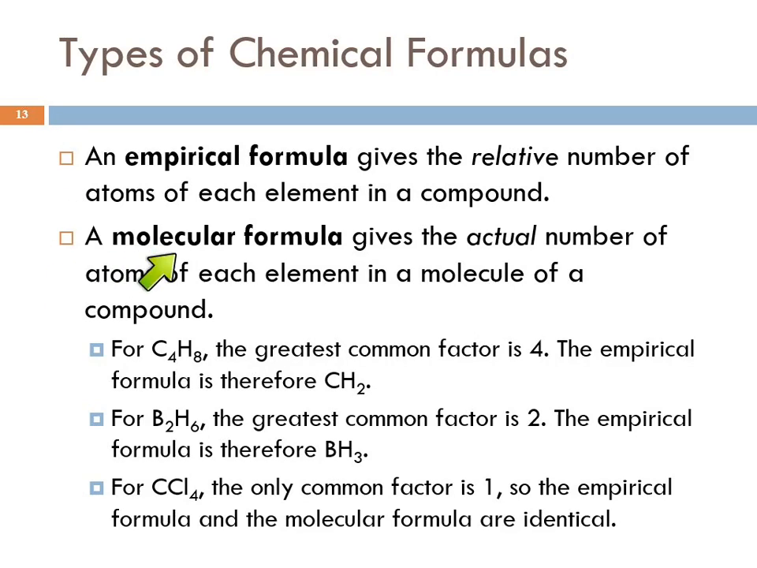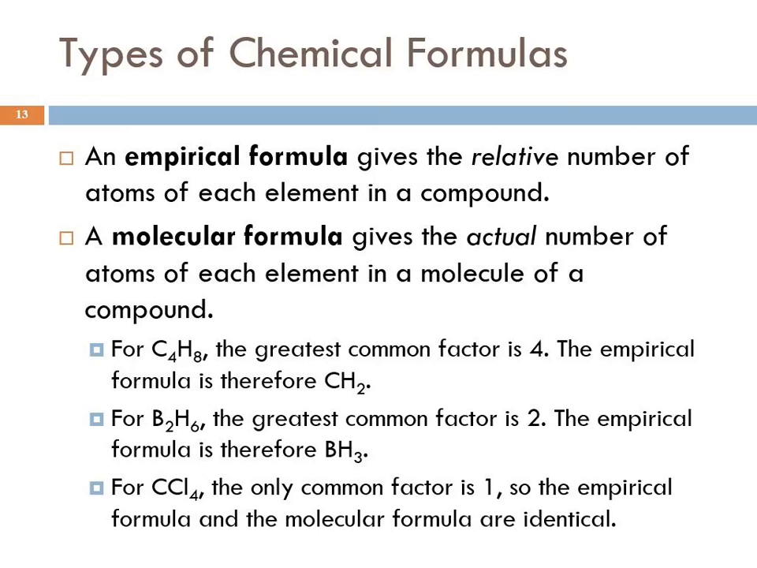A molecular formula gives the actual number of atoms. So how is this different? Well, if we look at this compound, C4H8, this is not the simplest ratio of carbon to hydrogen. There's a common factor in these subscripts of 4. So the simplest ratio, the relative numbers, would be 1 carbon to 2 hydrogens. So C4H8, if you think of it as a fraction, can be simplified.